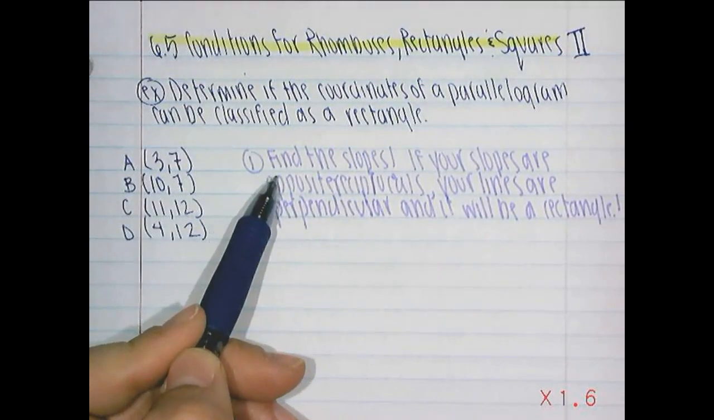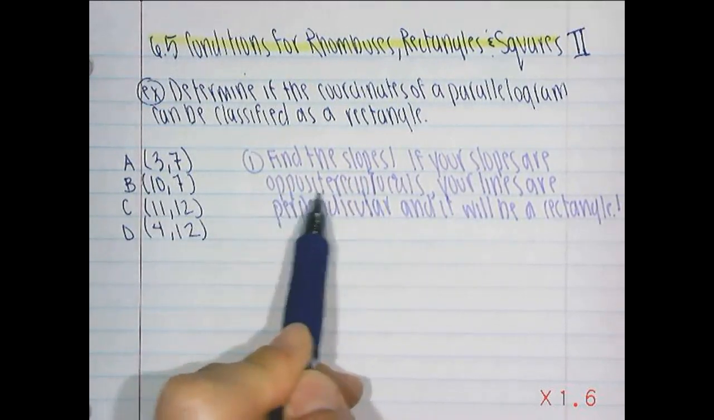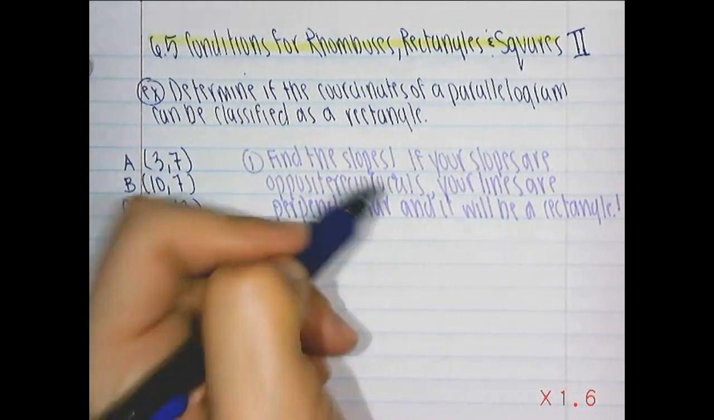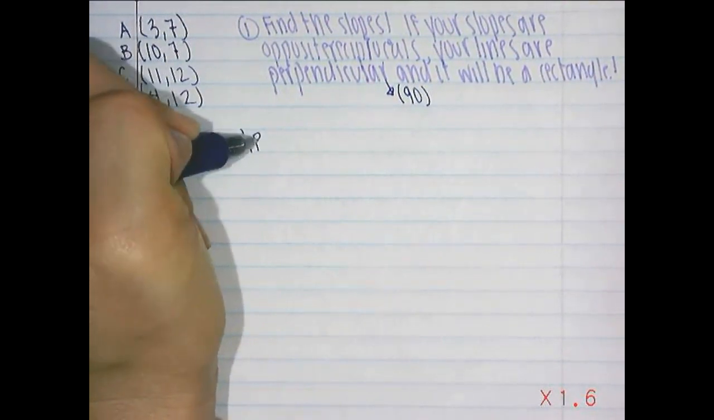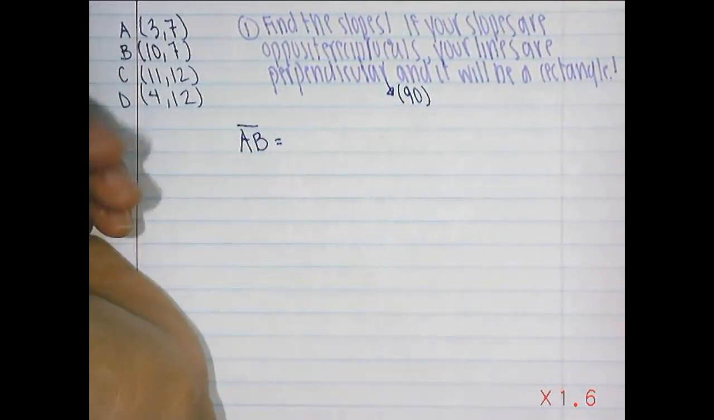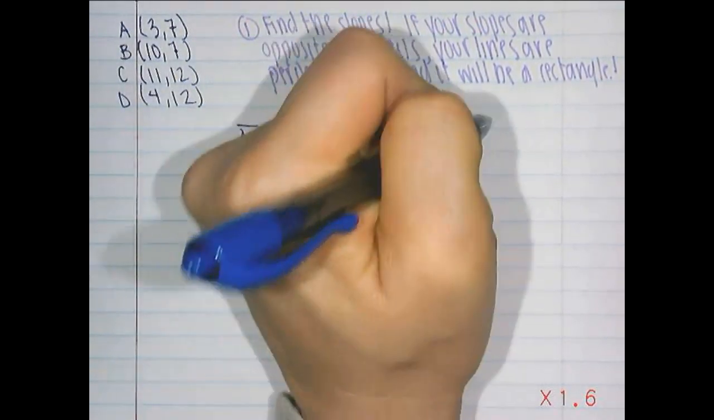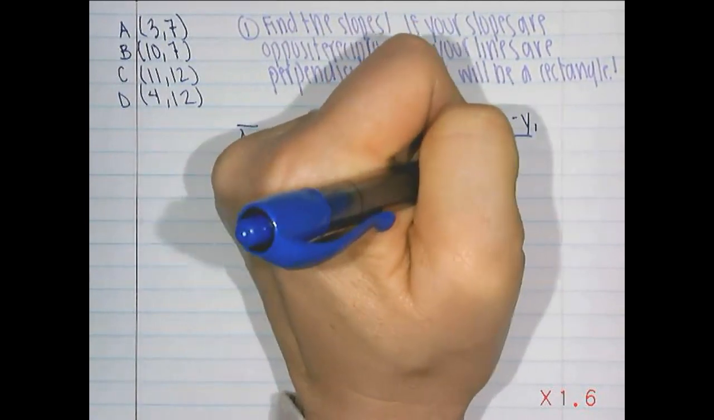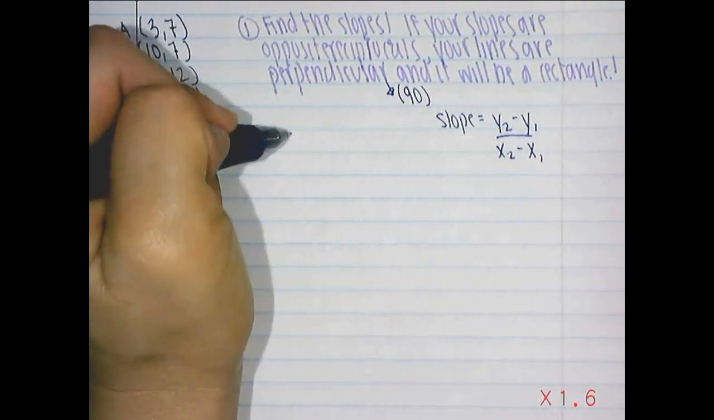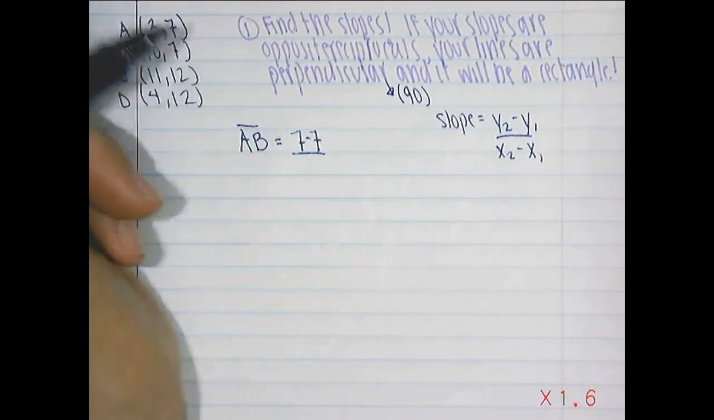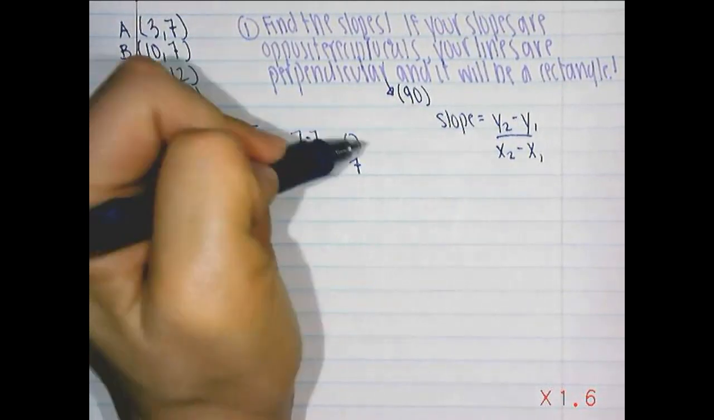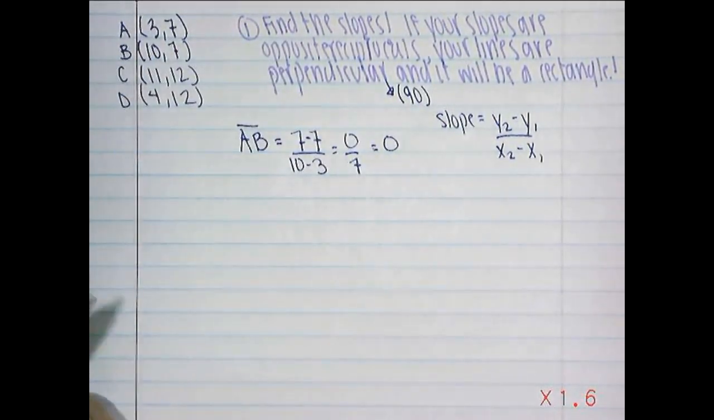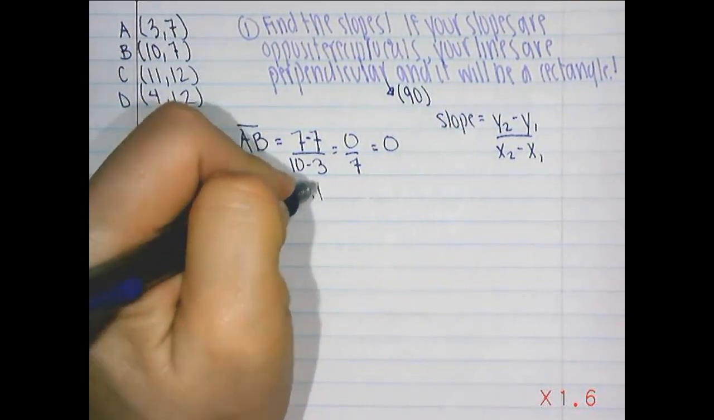My hint to you is to find the slopes. If your slopes are opposite reciprocals, your lines are perpendicular, meaning they'll be 90 degrees, and it will be a rectangle. So we're going to start by finding the slope of AB. Let's not forget that slope equals y2 minus y1 over x2 minus x1. So that's going to be 7 minus 7 over 10 minus 3, which gives me 0 over 7, and 0 over 7 is simply 0. So we now know that the slope of AB is 0.